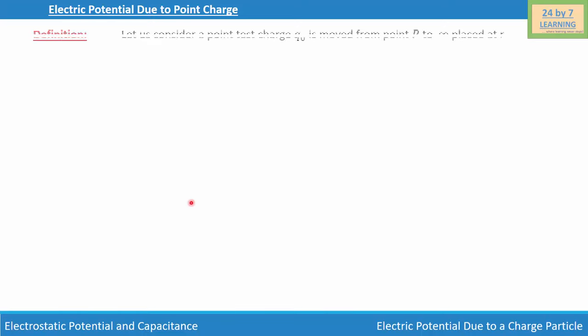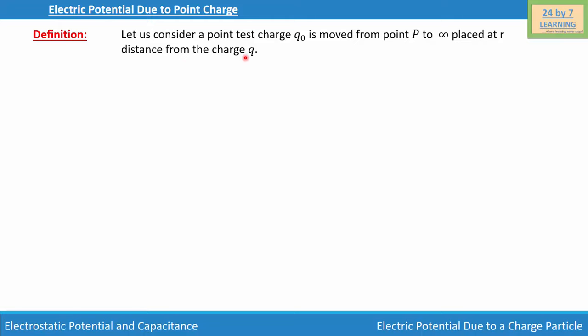Electric potential due to a point charge. Let us consider a point test charge Q0 that is moved from point P to infinity, placed at r distance from the charge Q. In order to explain this, I'm going to draw a figure.